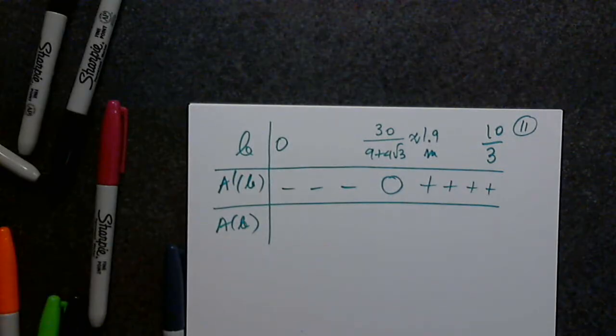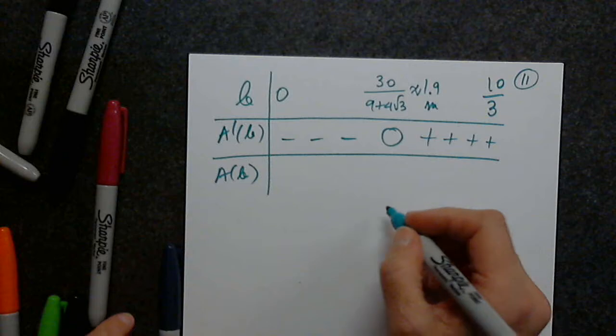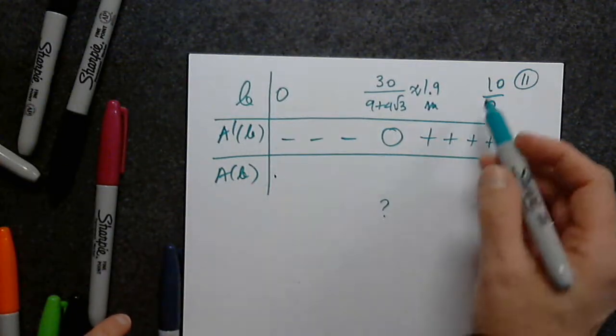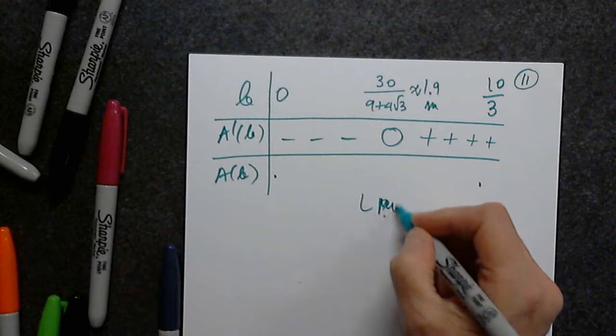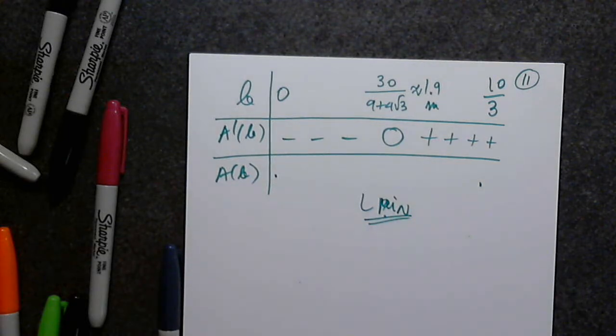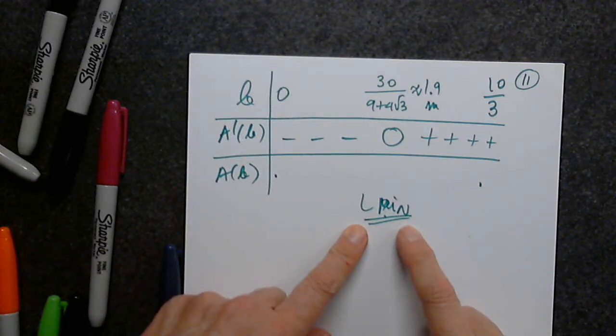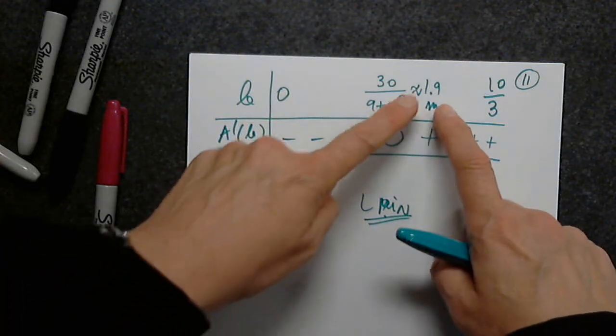What does this tell us? I haven't plugged in 0 and I haven't plugged in 10 over 3 yet. But what is this? It must be a local min. So this is definitely not the maximum area. So we read the question one more time. How should the wire be cut so that the total area enclosed is a minimum? Well, I know exactly for a minimum, right?